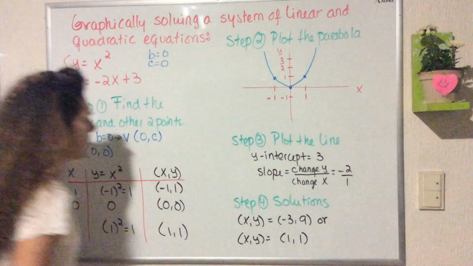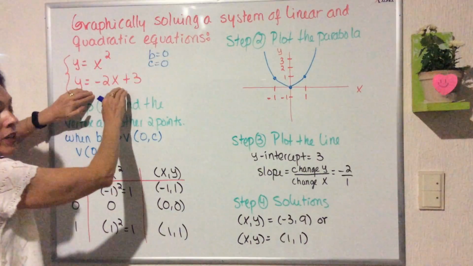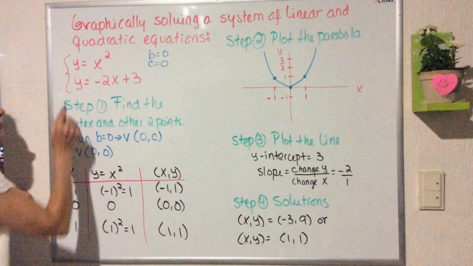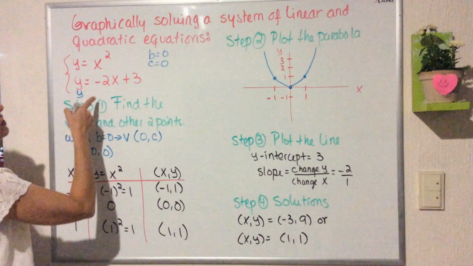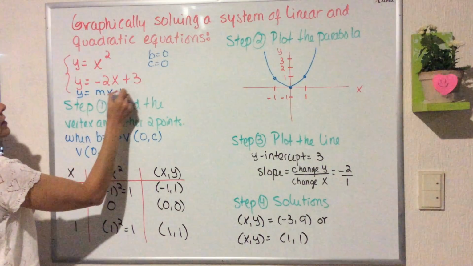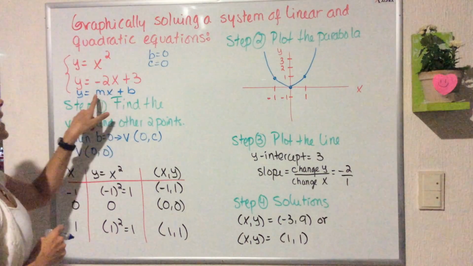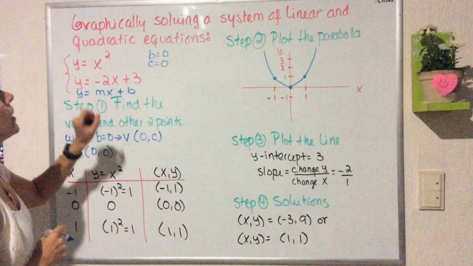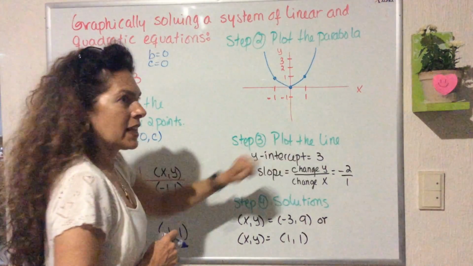Okay? Now, we have to plot the line because they are also giving us the linear equation here. And as you can see and as you can remember, the slope-intercept form is y equals mx plus b, where b is the y-intercept and m is the slope, in this case -2, remember. Now, let's plot the line. Step number 3 is to plot the line.